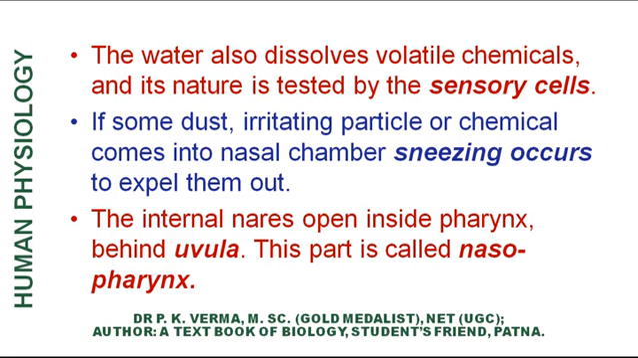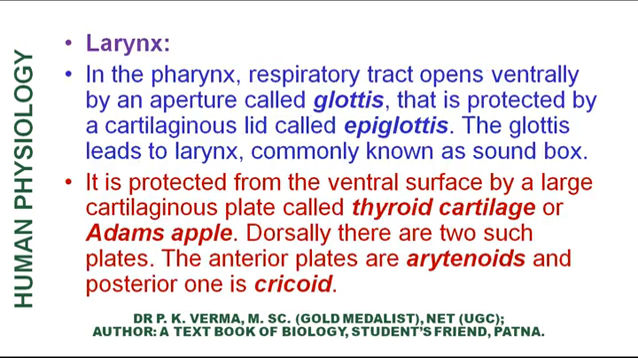This part is known as the nasopharynx. In the pharynx, the air passage and the food passage cross each other. The respiratory passage begins with the glottis, a small aperture covered with a cartilaginous lid known as the epiglottis. The glottis opens into the sound box or the larynx. It is protected from the ventral side by a large cartilaginous plate known as thyroid cartilage or Adam's apple.